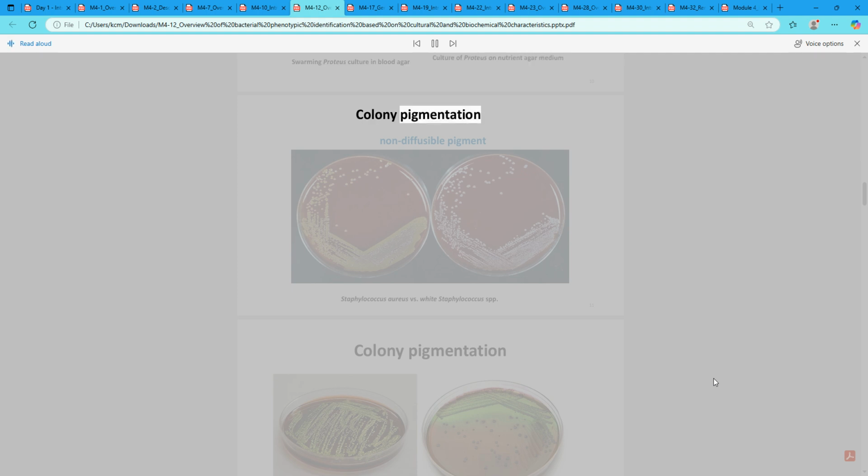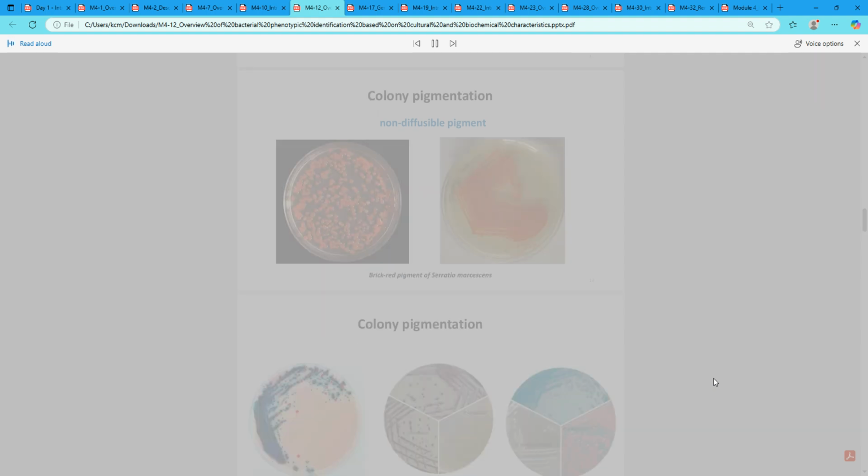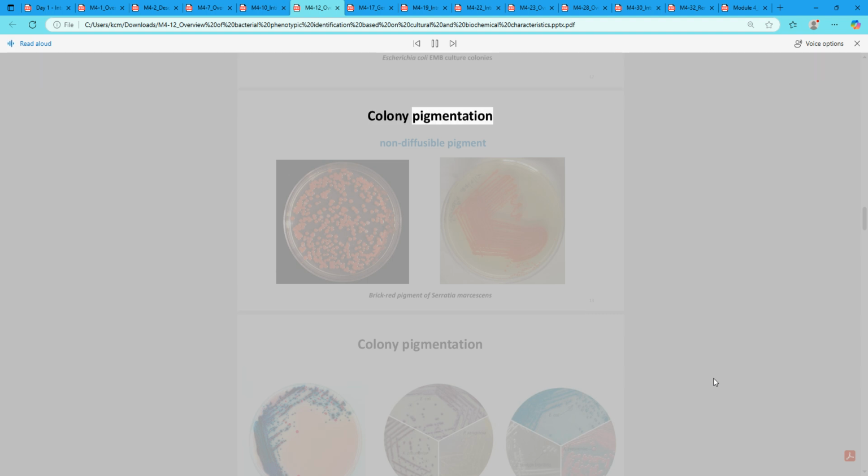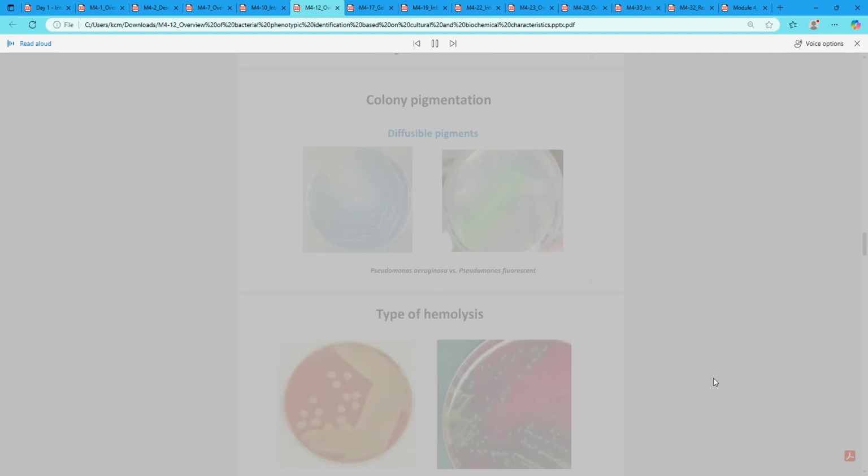Colony pigmentation. 11. Non-diffusible pigment: Staphylococcus aureus versus white Staphylococcus spp. 12. Escherichia coli EMB culture colonies. 13. Brick red pigment of Serratia marcescens, non-diffusible pigment. 14. Chromogenic culture media. 15. Diffusible pigments: Pseudomonas aeruginosa versus Pseudomonas fluorescens.